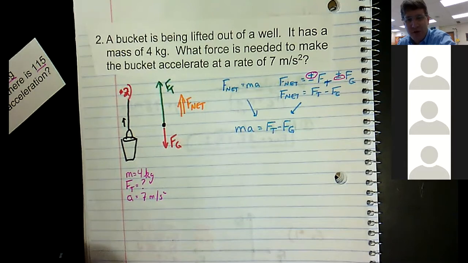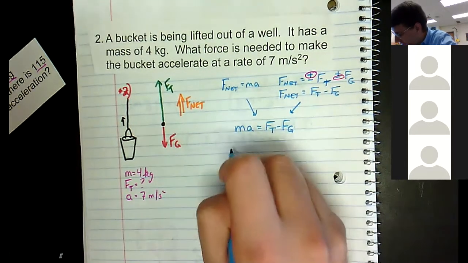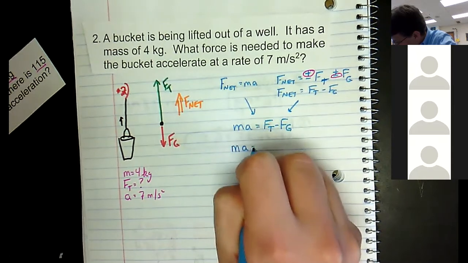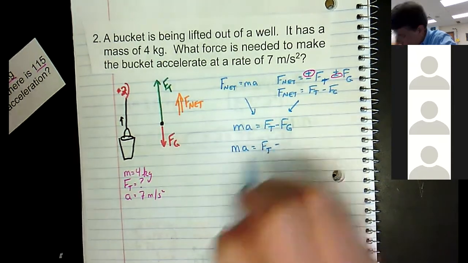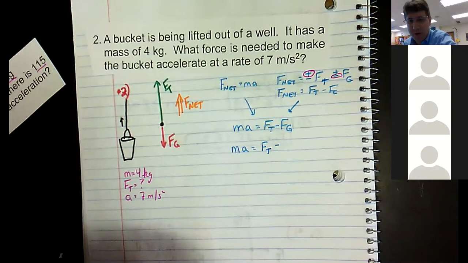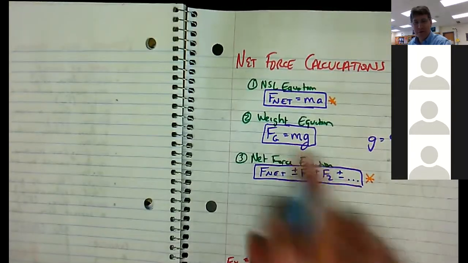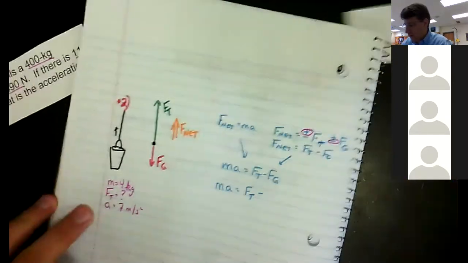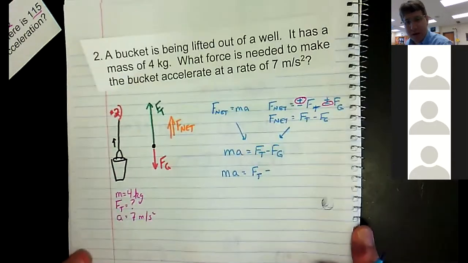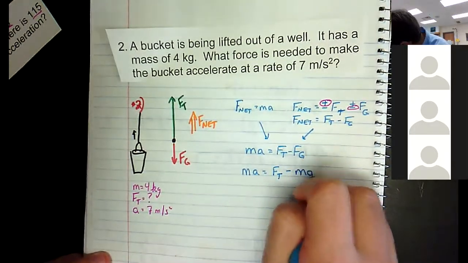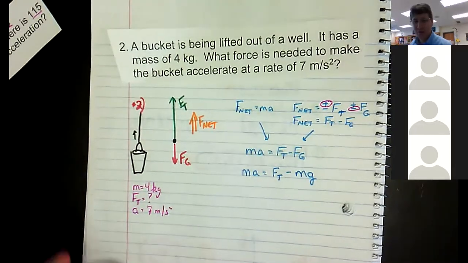There's one other thing we can do, right? Do we know what force of gravity is equal to? We don't know a number, but we do know this: force of gravity is equal to mg. So what we can do then is say MA is equal to FT minus mg. I'm just going to plug in mg for FG. And then it's just plugging numbers in.